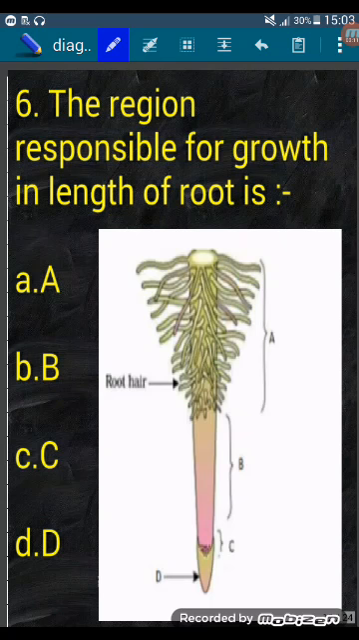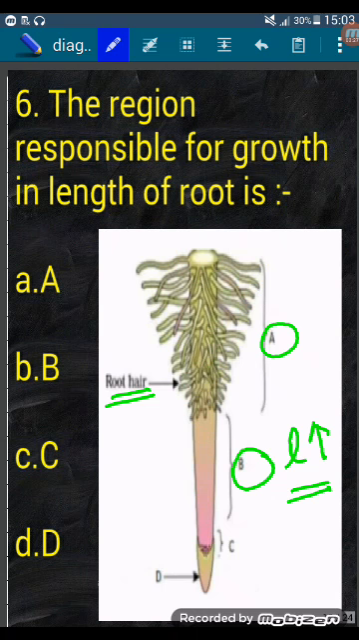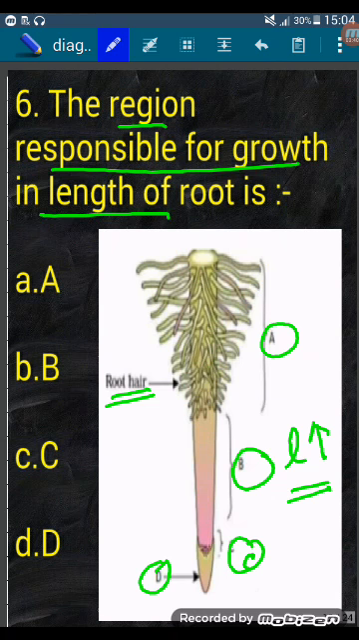The region responsible for growth in length of root is: A is region of maturation zone from where root hair arise. B is region of elongation in which length is increased. C is zone of meristematic in which number of cells increase, and D is root cap. So the region responsible for growth in length of root is region of elongation, which is B.